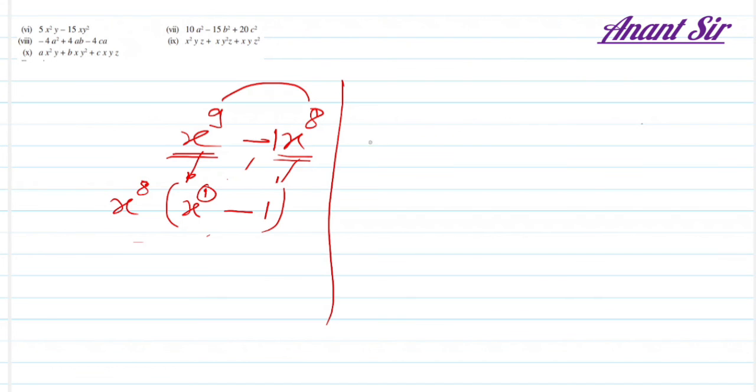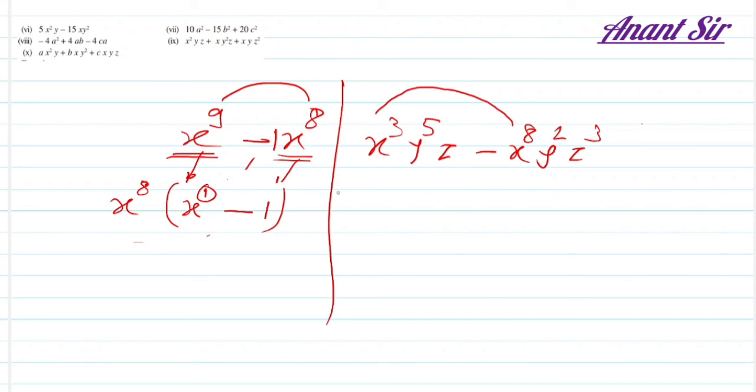One last question. This is x cube y raised to 5 z minus x raised to 8 y raised to 2 z raised to 3. So think about x. Take the minimum power common. What is the minimum power? x raised to 3 is the minimum power. Think about y. What is the minimum power for y? It is 2. So take 2 common. Think about z now. What is the minimum power? 1. So we are going to take power 1 common.